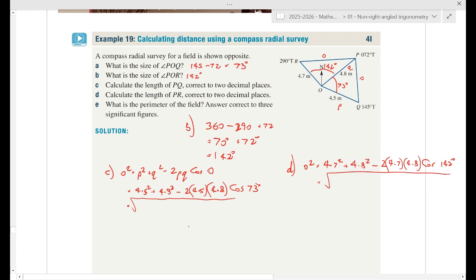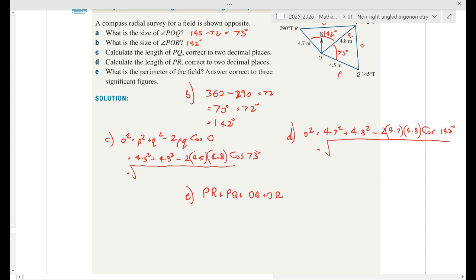All right. Question E, when you've done that, you are going to add all of those lengths up. So you're basically doing PR plus PQ plus OQ plus OR. You're just adding them up. So we've got those answers from question C and question D, adding them onto the 4.7 and the 4.5, that'll give you an answer. Remember, it is 3 significant figures, not 3 decimal places. I'll leave that with you.